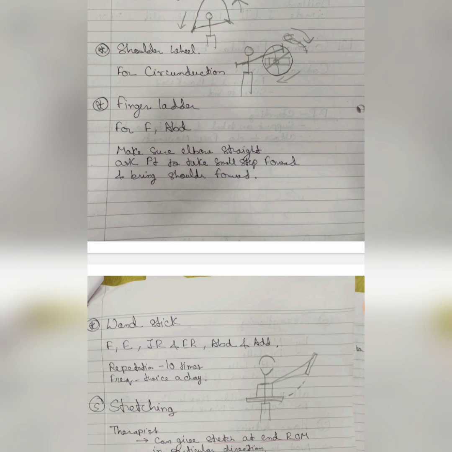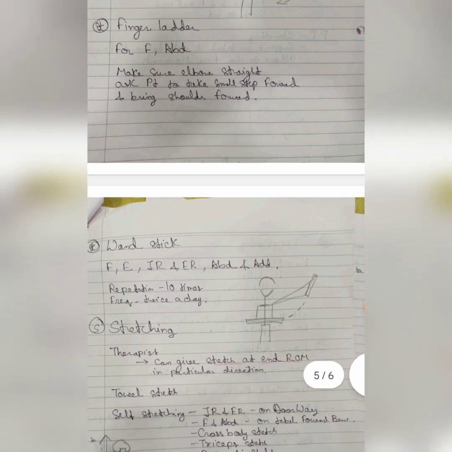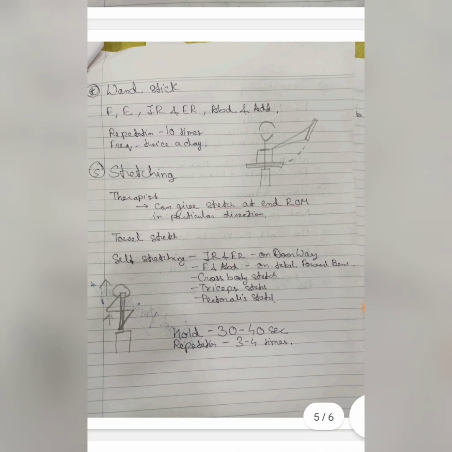Next, the shoulder wheel could be given, to improve circumduction, that is the all-round range of motion, right? You can just simply draw. Then the finger ladder could be used to improve the flexion and abduction range. Then you can go for the wand stick. With the wand stick we improve all the movements, right? You can go for it twice a day and write the repetitions as 10 times.